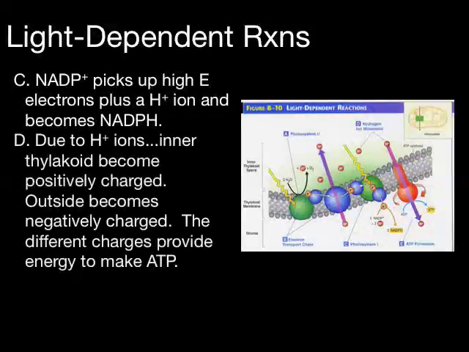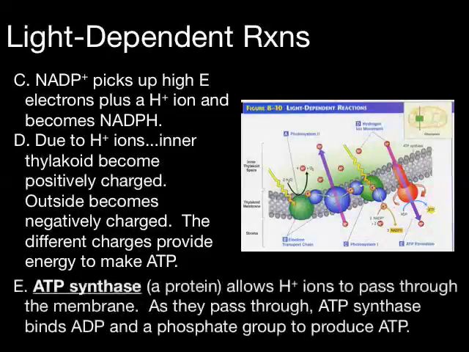Now, because all of these hydrogen ions are collecting in the inner thylakoid space, the inner thylakoid space becomes positively charged. Outside of that space becomes negatively charged, and it's this difference in charges that provides the energy to make ATP. Now here's the problem. The hydrogen can't get through the membrane. So cells make a protein called ATP synthase, and this creates holes that allow hydrogen ions to pass through the membrane. As the hydrogen ions pass through, ATP synthase binds to ADP to produce ATP, adenosine triphosphate.